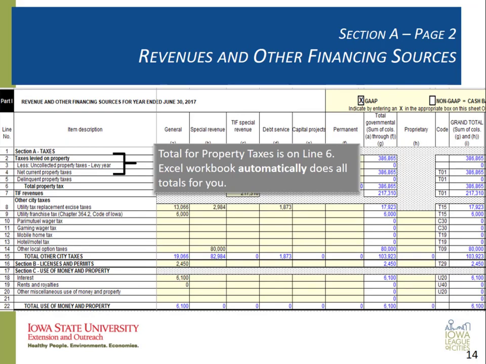Here, the first breakdown that we're going to look at is the property taxes. You may have property taxes only going into your general fund, or you may have them going into a number of different funds across the page. We're looking at the current property taxes. If you keep track of uncollected property taxes, you can put those in line 3 also. You will end up with a total of all property taxes available, totaled for you on line 6.